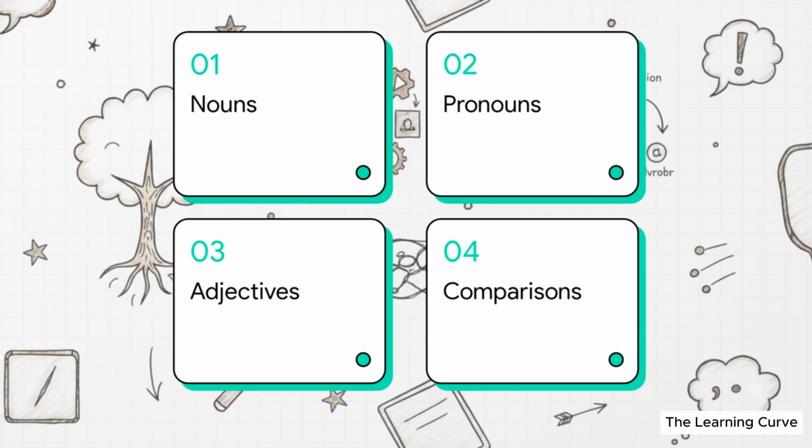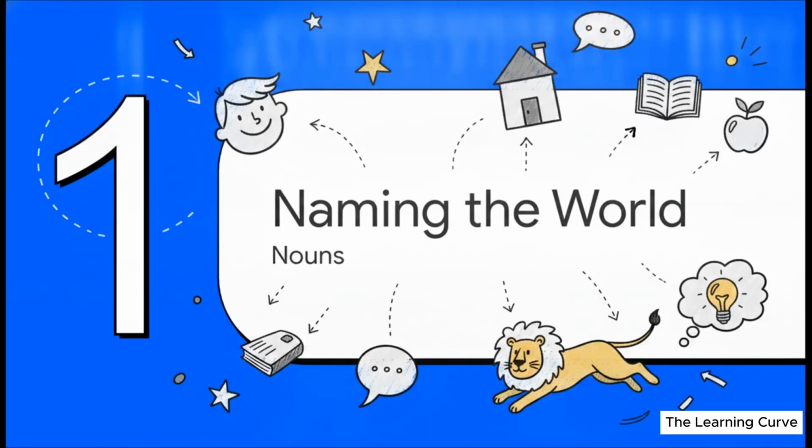Here's our roadmap. First up, naming the world with nouns. Second, the stand-ins, pronouns. Third, painting pictures using adjectives. And finally, pitting things against each other in the comparison game. Let's dive in. Section 1. Naming the world with nouns.